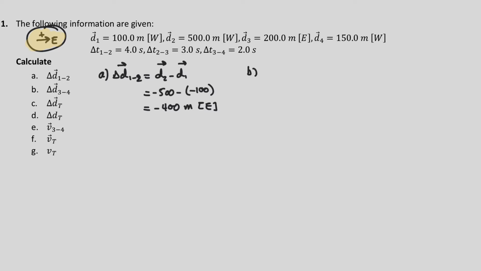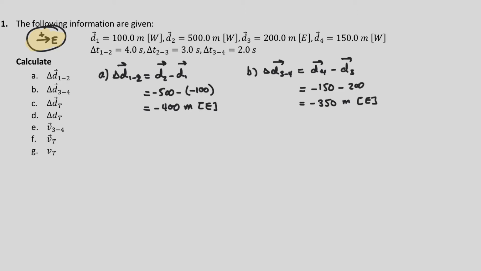For part B, I will need the displacement from 3 to 4. Another displacement, I will need position 4 subtracted by position 3. Position 4 is 150 meters west, opposite, so negative 150. And I'm going to subtract that by 200 meters east. East and east are the same, so I'm going to use a positive value. The subtraction will give me negative 350. My unit is meters and my positive direction is east.